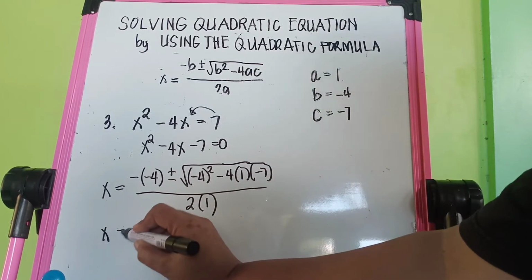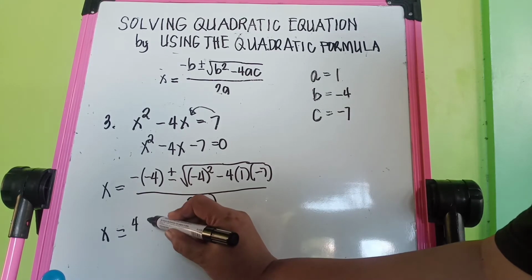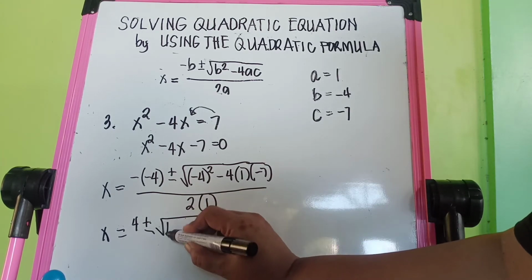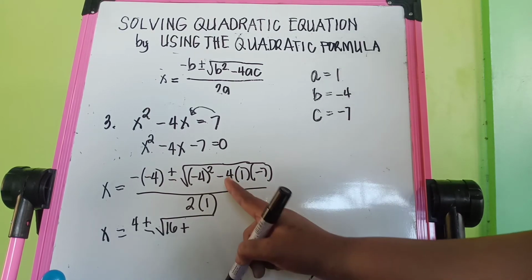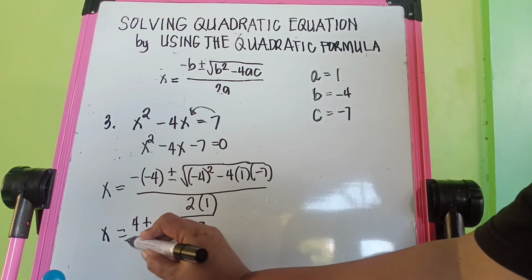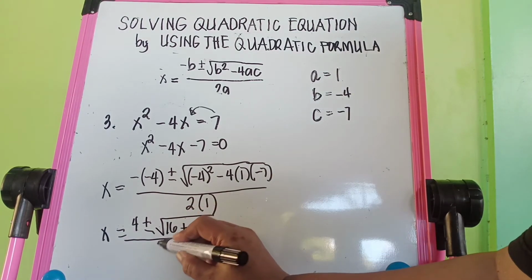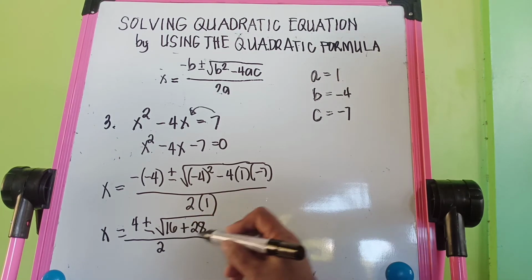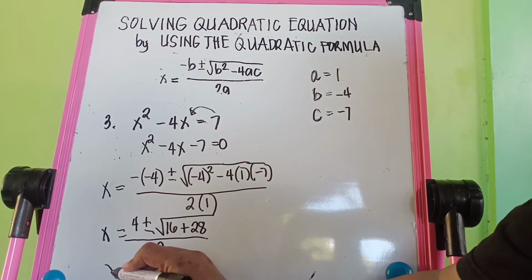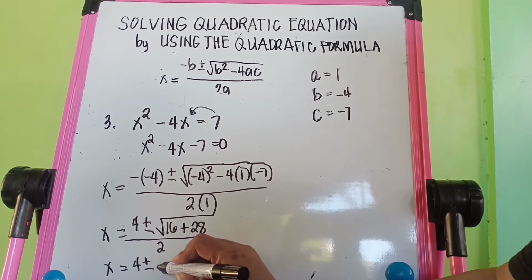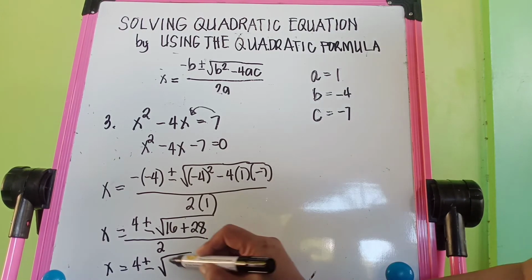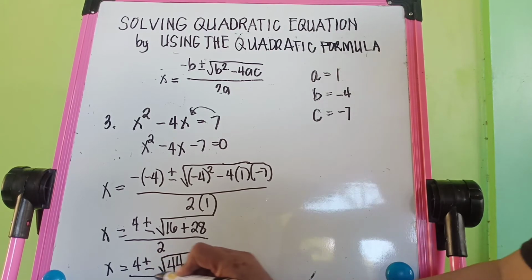Okay, so x is equal to negative is positive, so we have positive 4 plus minus square of -4 is positive 16, negative is positive, 4 times 7 is 28 over 2 times 1 is 2. Then simplify the expression under the radical sign. So we have now x is equal to 4 plus or minus square root of 16 plus 28 is equal to 44 over 2.